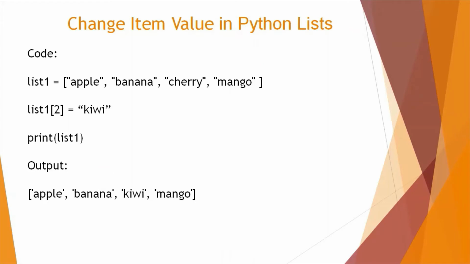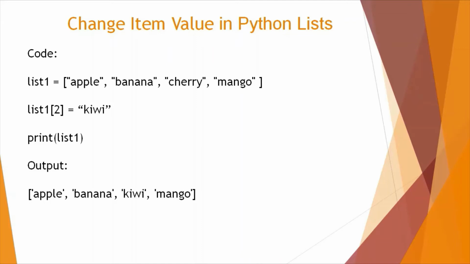So here's how we can change the item in a Python list. I have declared a list that is apple, banana, cherry, and mango, and I want to change the element present at index 2 to kiwi. So I will print it. I will type list1 and pass the index, and change the element at index 2 to kiwi. Apple is at index 0, banana is at index 1, and cherry is at index 2, so it will change the item cherry to kiwi. This is how we can change the item in a Python list, and the output will be apple, banana, kiwi, and mango.